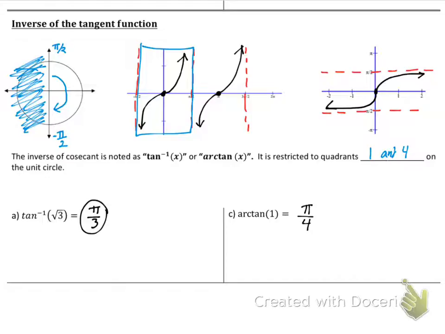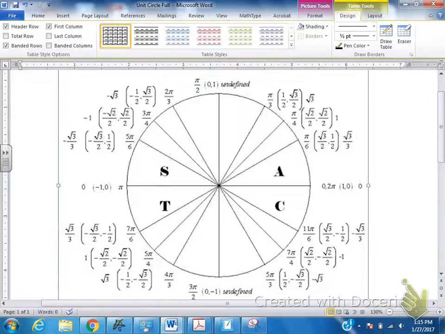And if you don't believe me, let's look at the unit circle really quick. I did square root of 3, and yep, it's that third one. That was pi over 3, what I said it was. 1 is related to pi over 4. So the arctangent of 1 is pi over 4. I got those both correct.